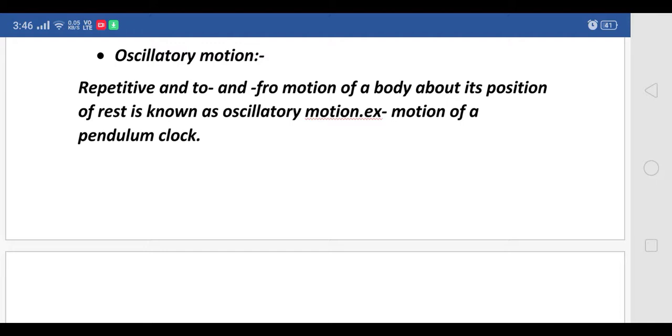We have studied revolution, rotation motion, rectilinear and curvilinear motion. Now we come to the oscillatory motion.